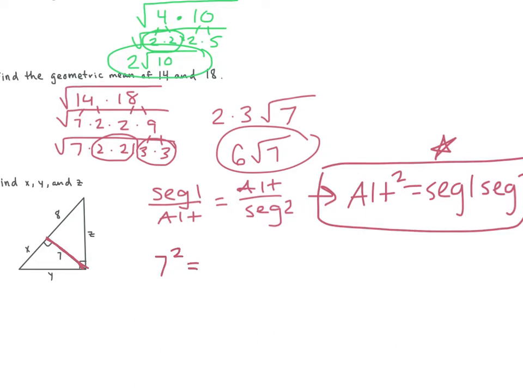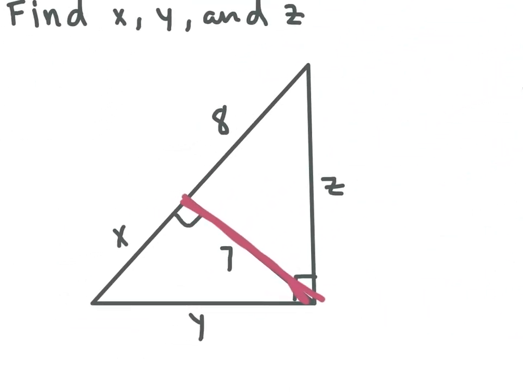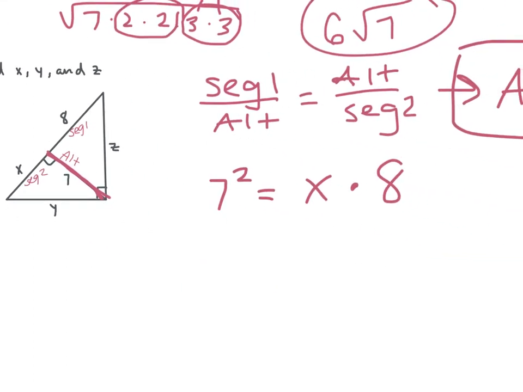So what's segment 1? And what's segment 2? 8. So it's important that you know what parts of the triangle are. So we have the altitude. This is our segment 1, and this is our segment 2. The number of segment 1 or segment 2 doesn't matter. You can say that x is segment 1 and 8 is segment 2. Doesn't matter.